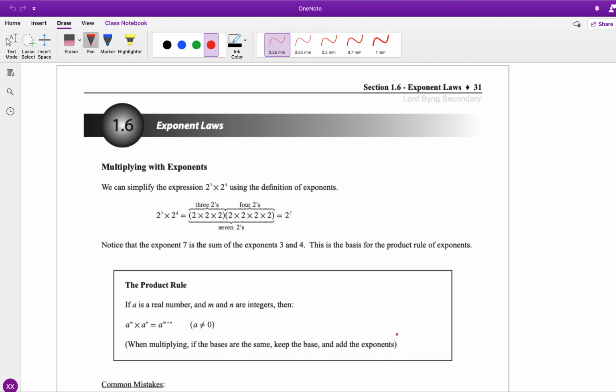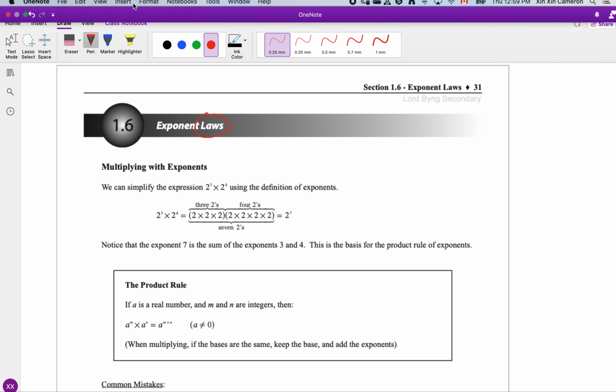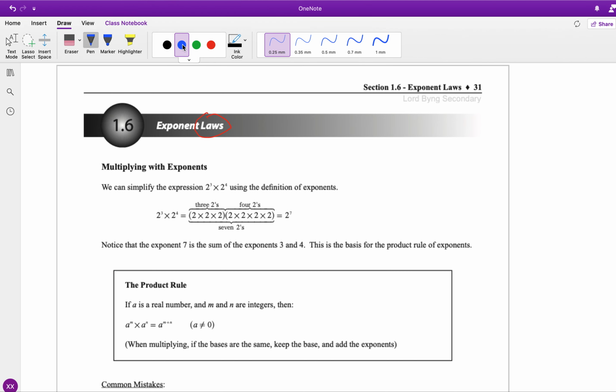Exponent law. Law, big word. And so what does law mean? Basically, it's the properties. The exponents have special natures to themselves. Now take a look at 2 to the power of 3 multiplied by 2 to the power of 4. You just need to add the exponents together, and it becomes 7.